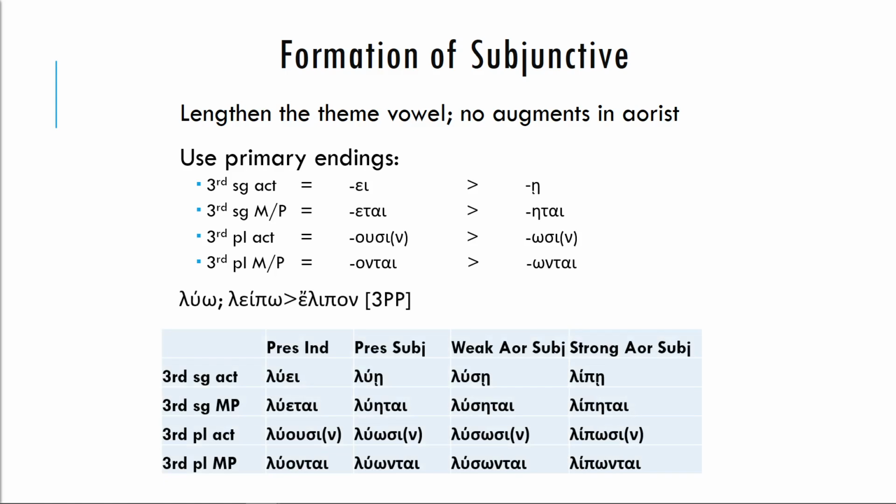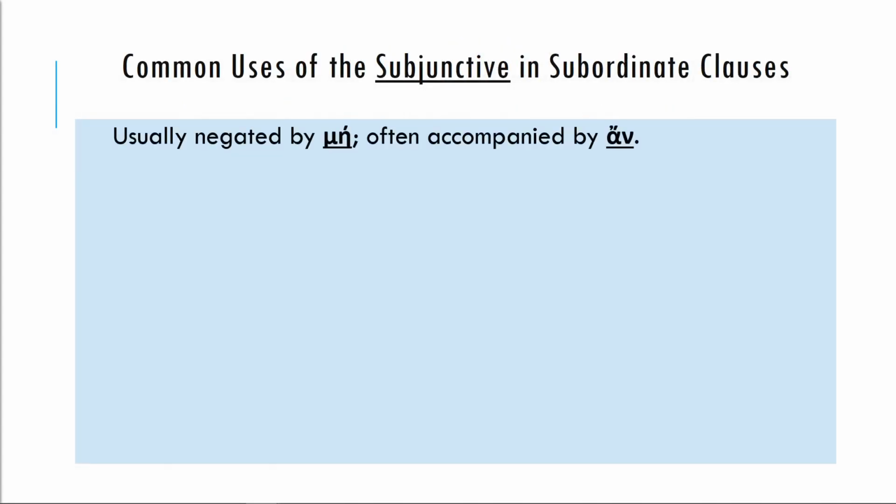So, for example, the present subjunctive of luō becomes luō with a long vowel. Luetai becomes luētai. Luousi becomes luōsi. And luontai becomes luōntai. So it's what you're used to seeing, but there's a long vowel in there. And so that tells you right away, it's probably a subjunctive, and Alpheios will confirm it for you. Same endings with a weak aorist, strong aorist. It's just very easy to spot subjunctives. Likewise, besides being accompanied by an often, when they're negated, they're usually negated by mē instead of ou.